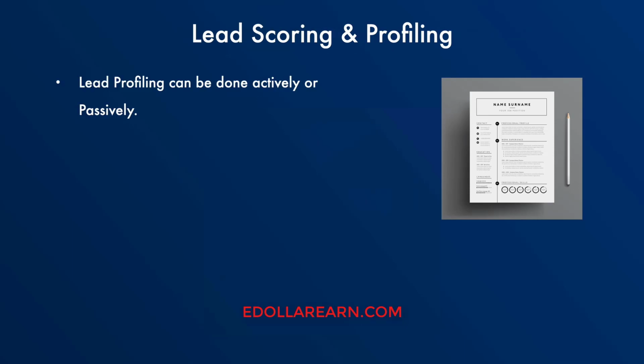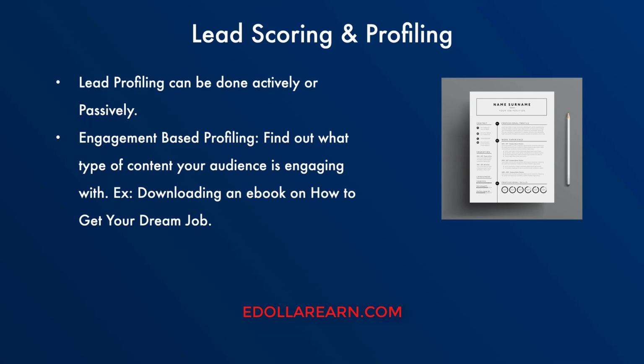So lead profiling can be done actively or passively. For example, if you want to do passive lead profiling, then it is called engagement based profiling. You can find out what type of content your audience is engaging with. For example, I have 3 different types of audience in my funnel. We have students, professionals, and entrepreneurs.